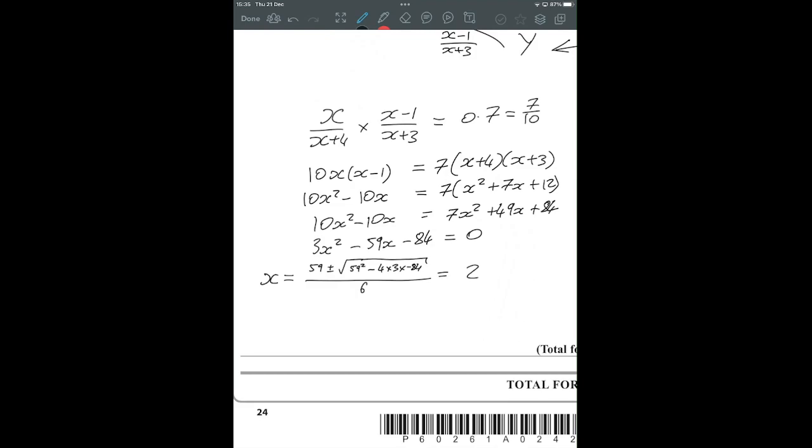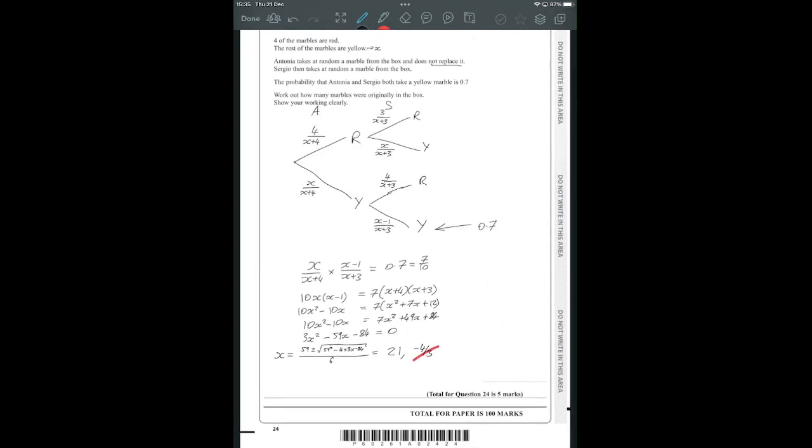Now my two solutions, with the positive sign it does come out as 21, which is really a good sign. And with the negative it's negative 4/3. I'm going to reject the negative 4/3. That makes no sense for my problem. And I'm going to quote, so x is the number of yellow. So the number of yellow was 21. The question wanted how many were originally in the box. Add on the 4 red. There were 25 marbles in the box.